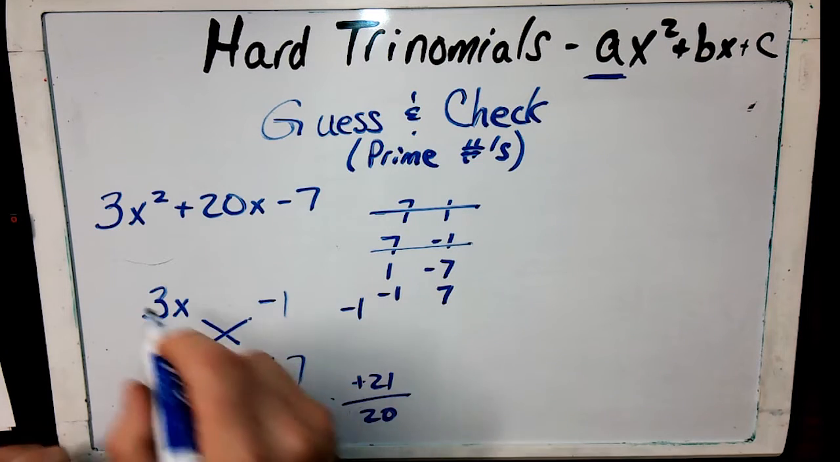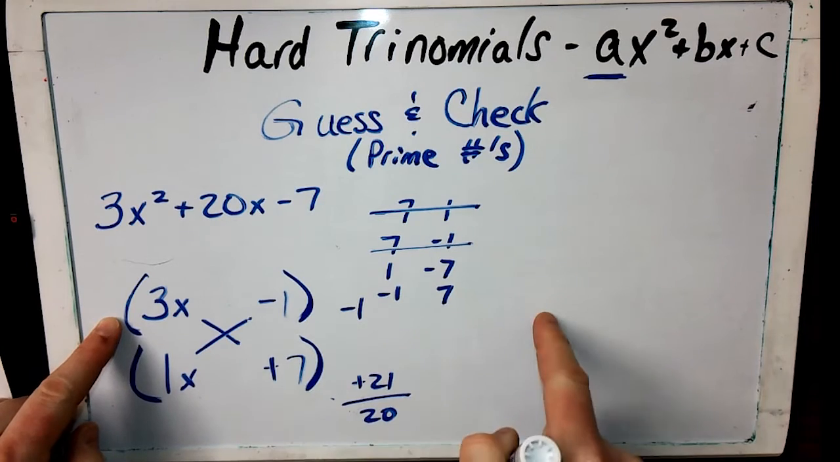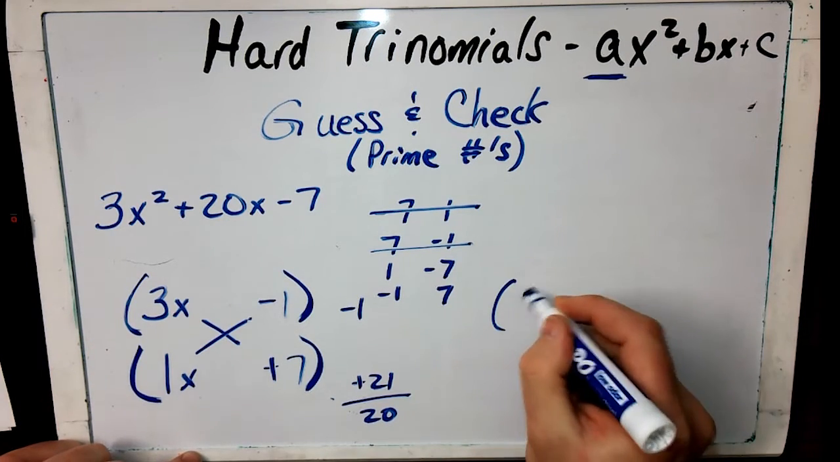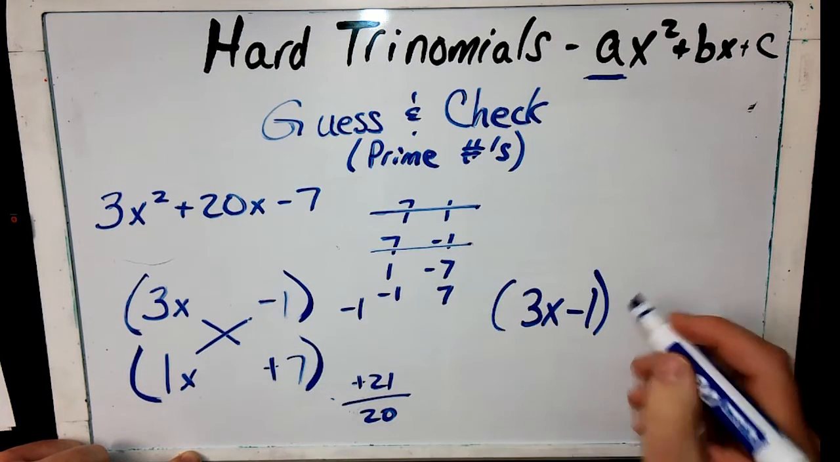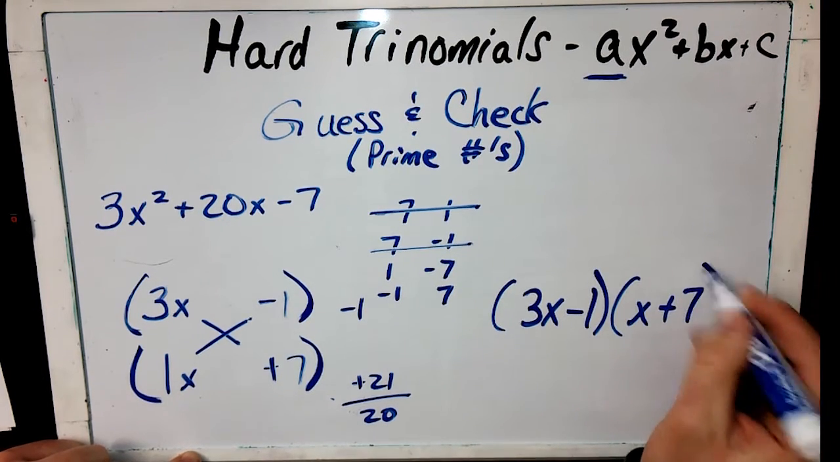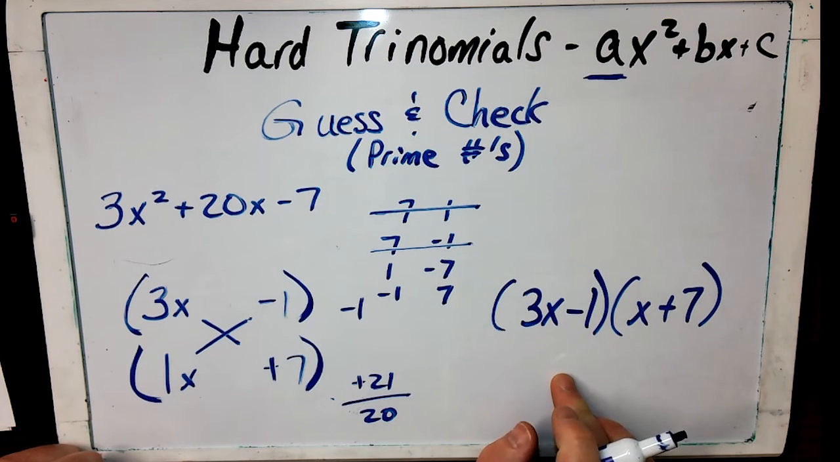So my final answer will be these two binomials. I'm going to write it over here, side by side. 3x minus 1, x plus 7. And you can always expand it, FOIL it, to check that it's the right answer.